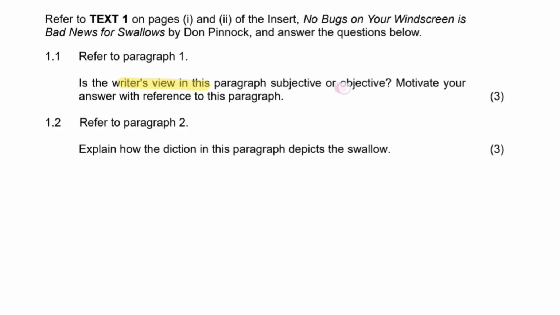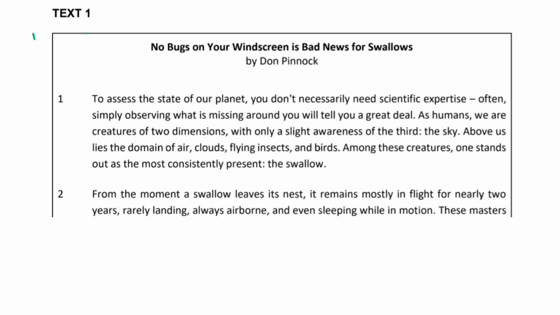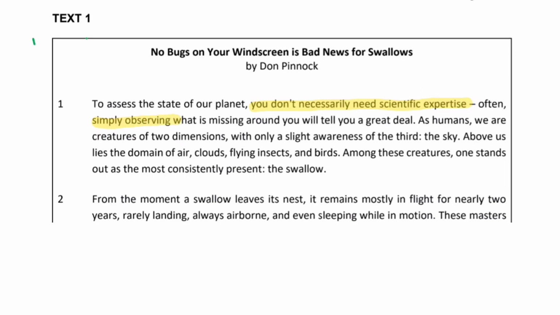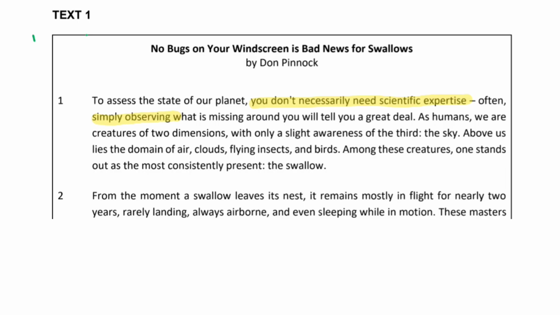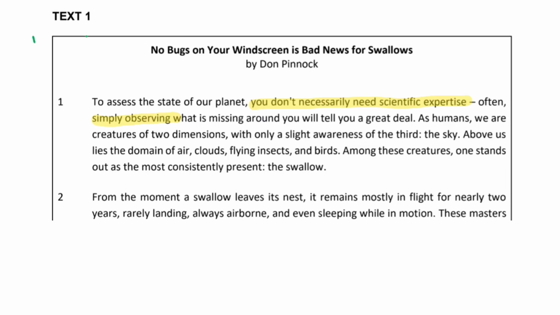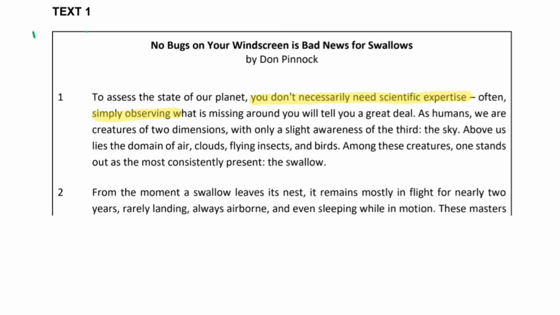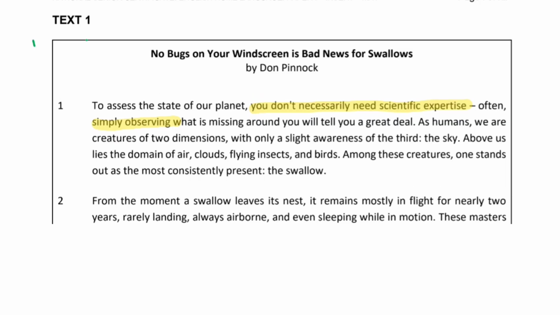Well, it's objective if it's factual, supported by research and statistical data. When we look at paragraph 1, we can clearly see that the writer here rejects scientific expertise. And not only that, they say that you can simply observe what is around you and notice the changes. This is the evidence that you must bring forward. You must code evidence into your answers. An answer that deserves the full 3 marks will have 1, the writer's view, 2, a clear stance on whether it's subjective or not, and 3, evidence to support that stance. Let's move on to the next one.